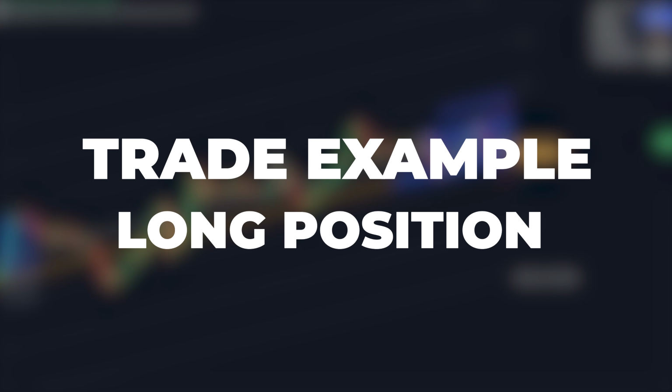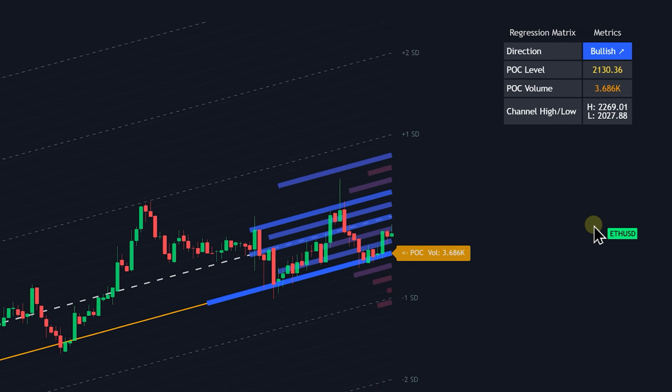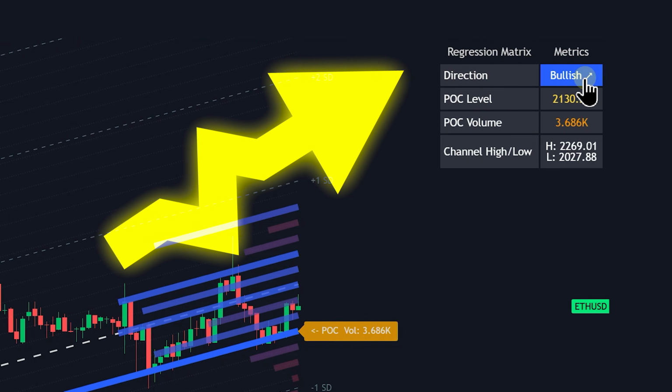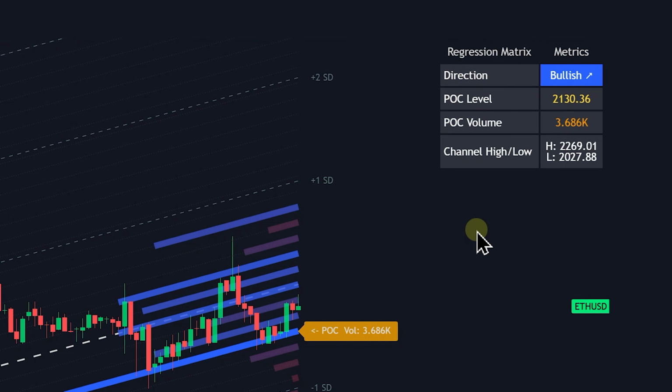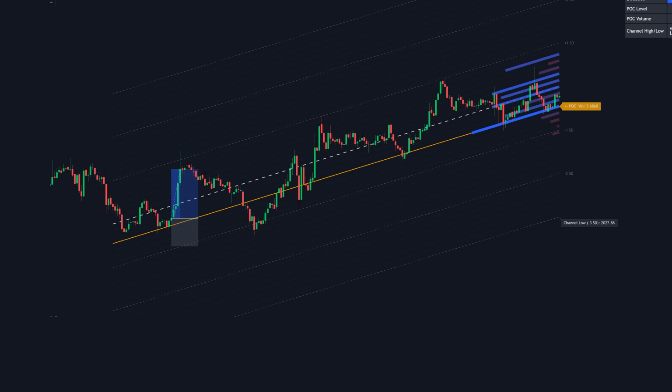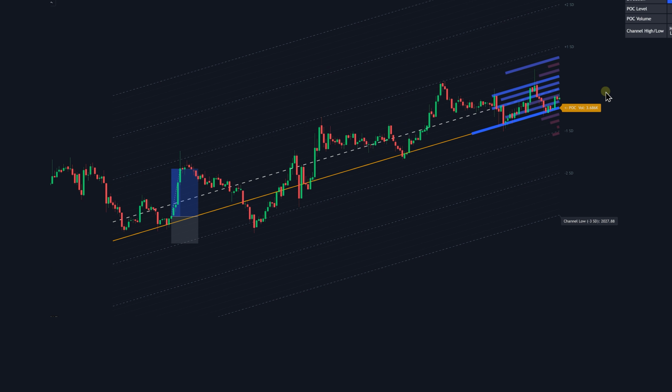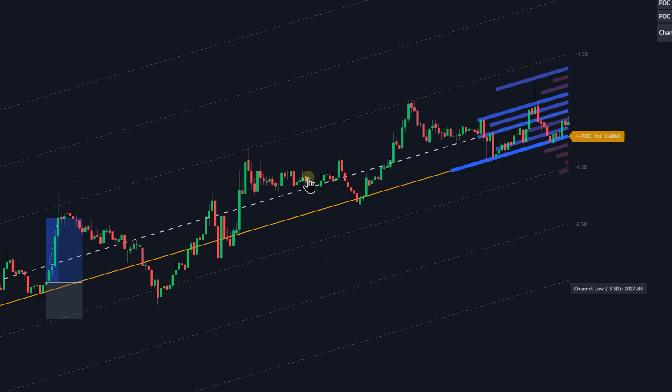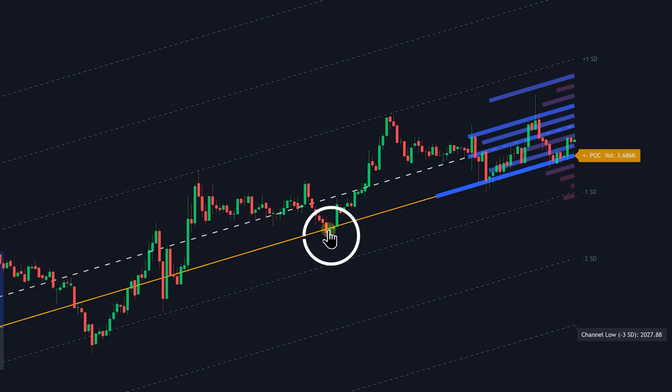For a buy position, the first condition is that the dashboard should show a bullish direction, or the regression baseline should clearly be curving upward. This tells us that the current model is favoring long positions. The second condition is that the price should pull back into a meaningful area inside the channel. For this particular example, we want price to pull back into the POC level. We don't want to buy when price is already far above the regression structure. We want price to come back into fair value first.